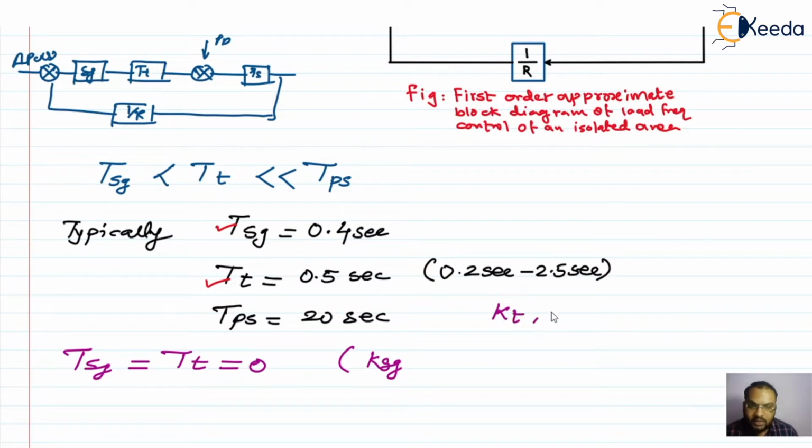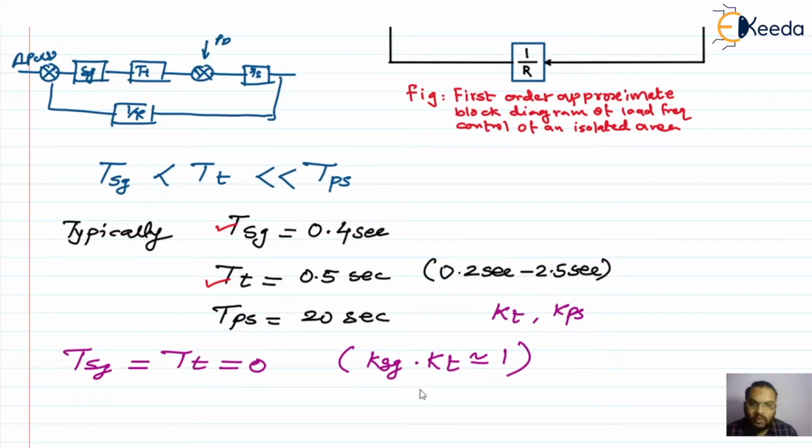KT is fixed. KPS also is fixed. Of course, KPS depends on the power system constant, that B value. But if that B value is a constant, then KPS is fixed, KT is fixed. But we can adjust KSG, and we always adjust KSG in such a way that the product of KSG, the gain of the speed governor, and the gain of the turbine should be approximately equal to 1.